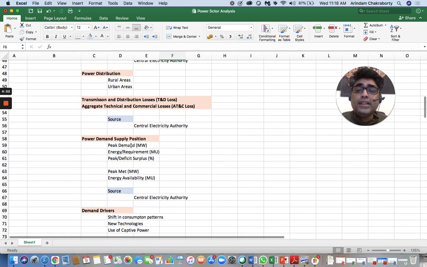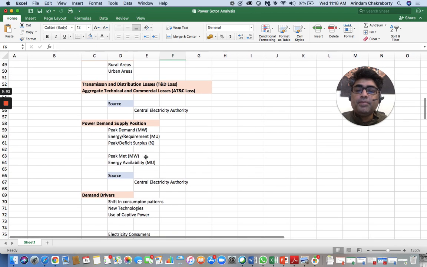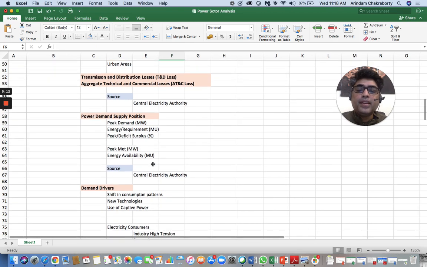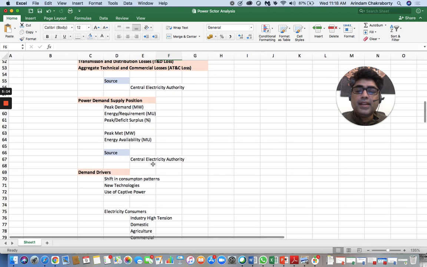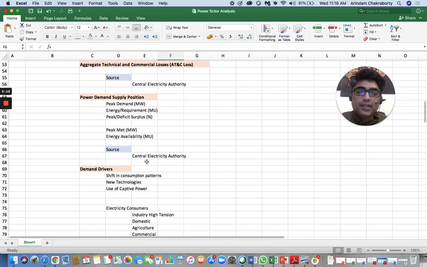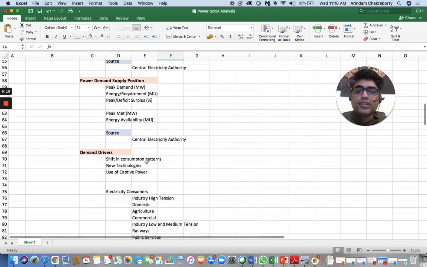Then the power demand supply position, right? So what is generally the peak demand, the energy requirement in million units, then the peak deficit or surplus percentage, right? This is in terms of demand, and this is in terms of how much is actually met, what the energy availability is. All this information you have to really analyze, and again a very good source is the Central Electricity Authority.